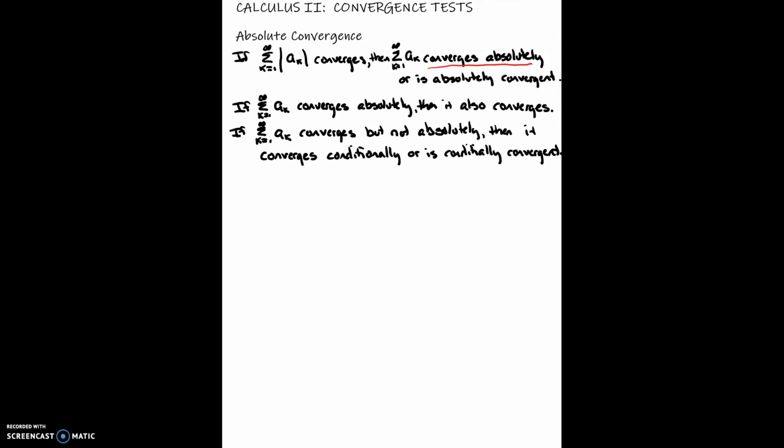Now, if the series converges absolutely, then we also know that the series converges. That's kind of obvious. However, if the series converges but it does not converge absolutely, then we say that it converges conditionally or is conditionally convergent. Let's take a look at some examples.